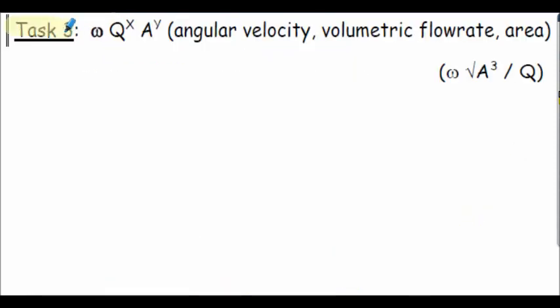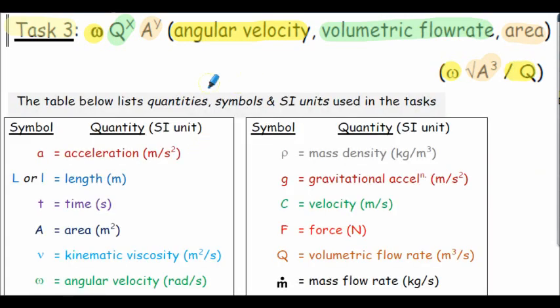Here is task 3. We're given omega, that's angular velocity, q to the power of x, q is volumetric flow rate, and a to the power of y, a is area. Answer shown in the bracket here is omega, that's the square root of the area cubed, and that's all divided by q. So again, for ease of information, here's our table stated at the beginning of the presentation.